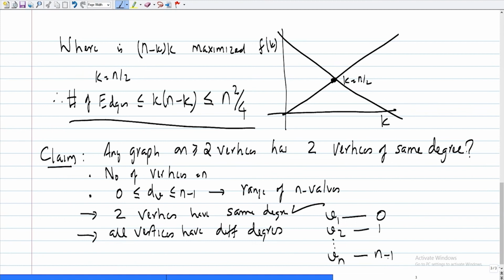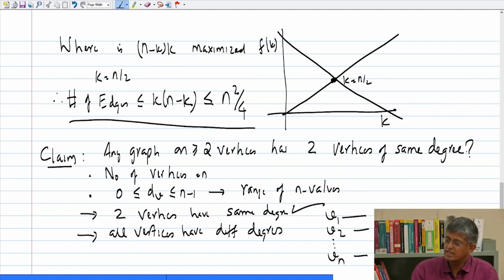But if one vertex has degree n minus 1, it is adjacent to everybody else, so the degree 0 is not possible, so the second case is not possible. So therefore there must be two vertices of the same degree. Like I said, it is a toy, but as you can see it is not trivial.